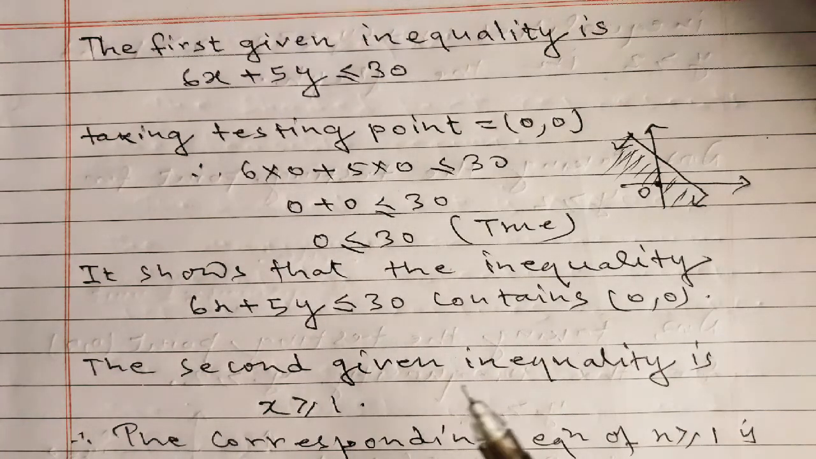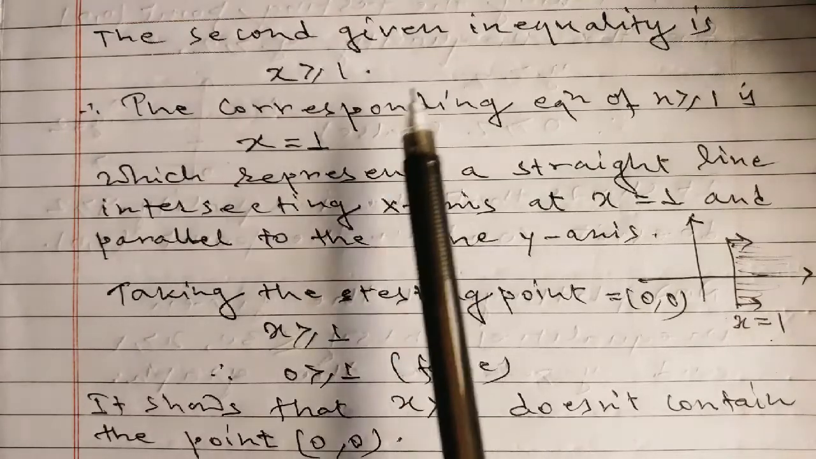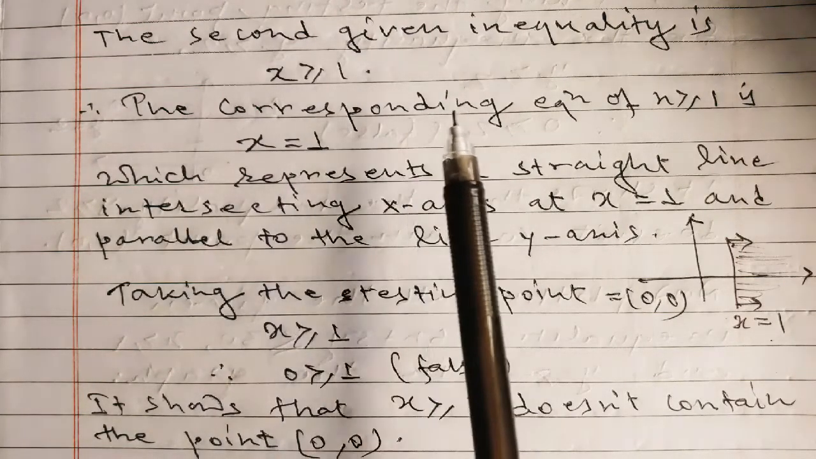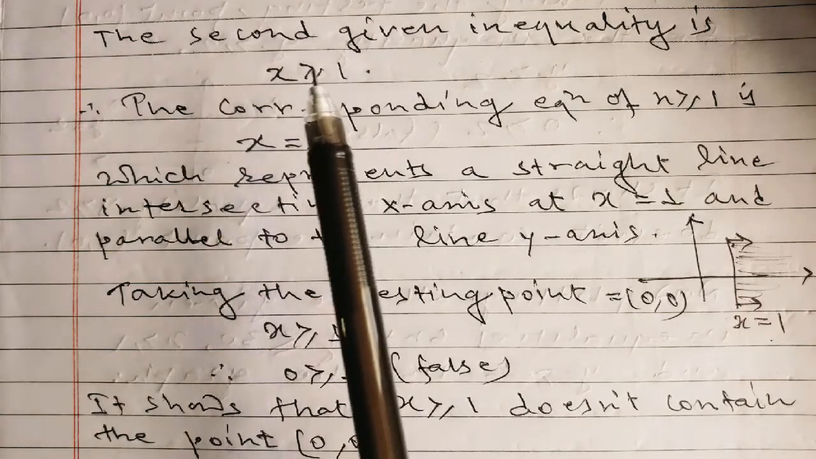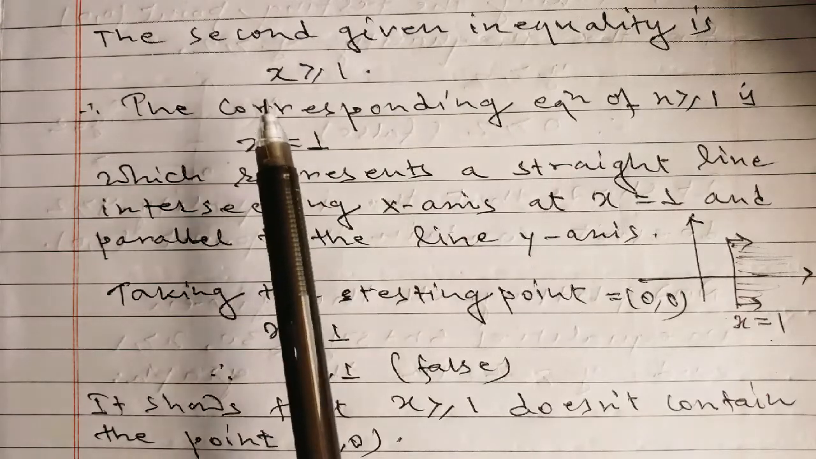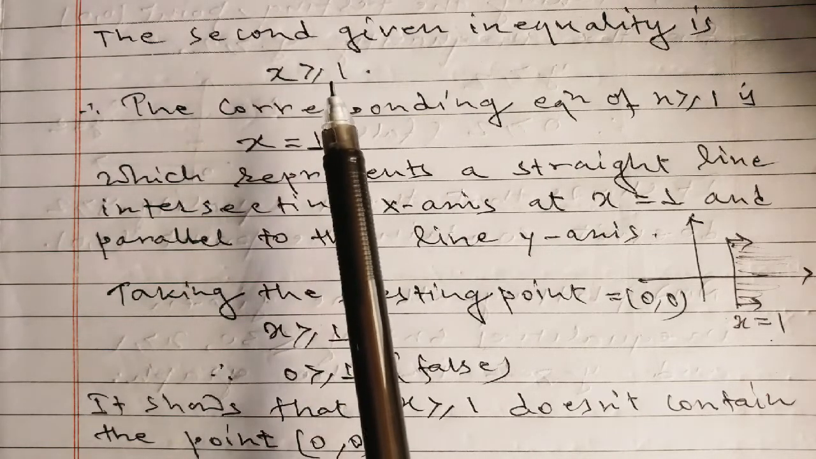Now the second given inequality is x greater than or equal to 1. To plot the graph of x greater than or equal to 1, we have to change it into the corresponding equation. The corresponding equation of x greater than or equal to 1 is x equal to 1.